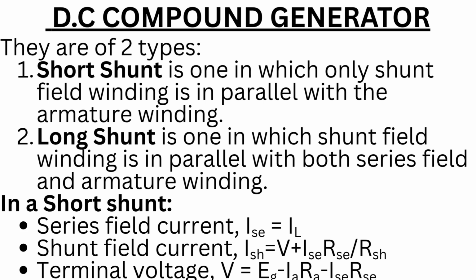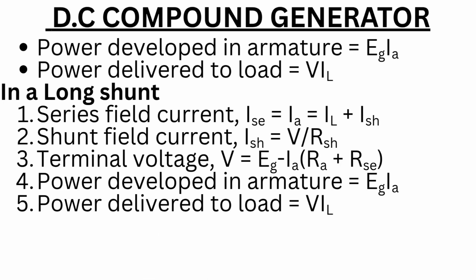In a short shunt, 1. Series field current, IS equals load current, IL. 2. Shunt field current, ISH equals terminal voltage, V plus voltage drop across the series field, IS RSE, divided by shunt field resistance, RSH. 3. Terminal voltage, V equals output voltage, EG minus voltage drop across the armature, IA RA, minus voltage drop across series field, IS RSE. 4. Power developed in armature equals product of output voltage, EG and armature current, IA. 5. Power delivered to load equals product of terminal voltage, V and load current, IL.